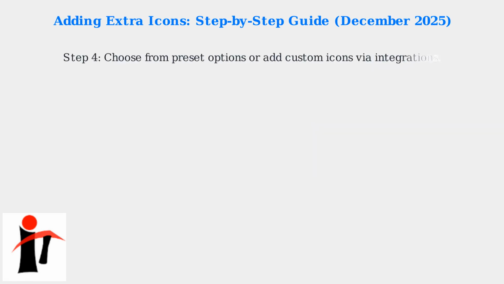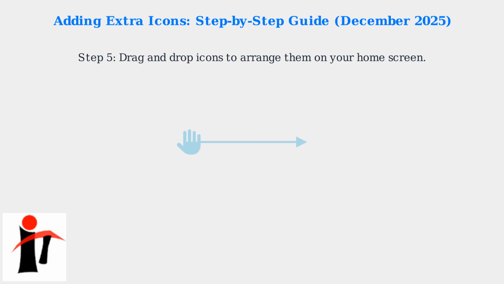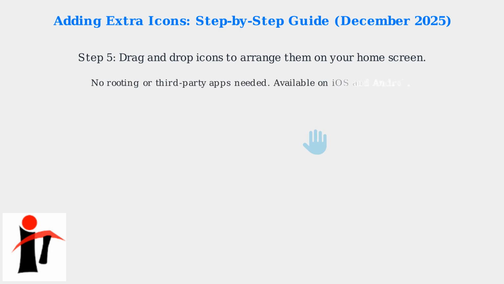On the customization screen, you can choose from preset icons like climate controls or add custom ones through integrations with smart home devices. Simply drag and drop your selected icons to position them wherever you want on the home screen for easy access. This customization is built into the Tesla app and works on both iOS and Android devices without requiring any special modifications.